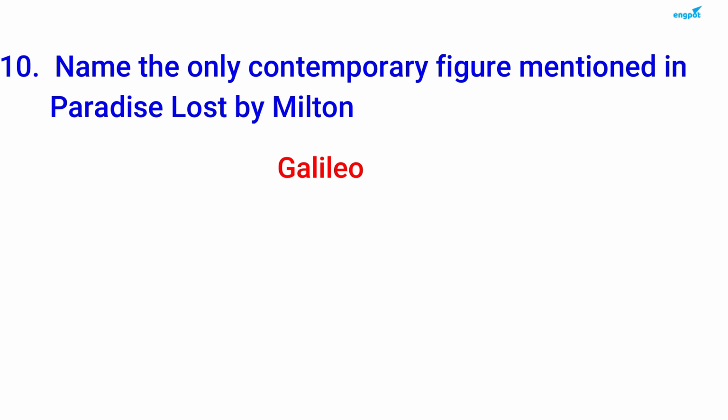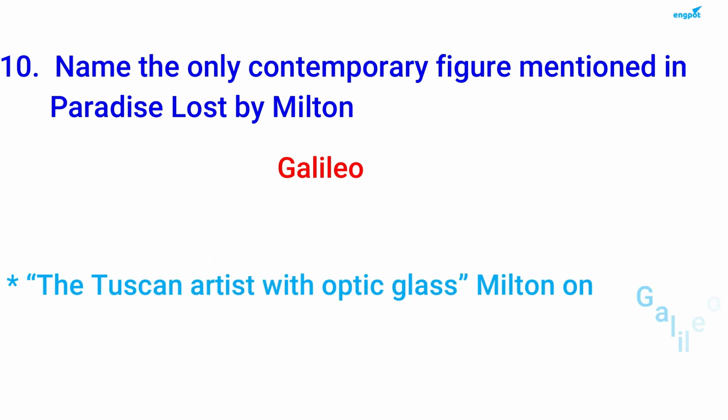Milton pays tribute to the astronomer in several passages of his masterpiece, and here are the words by Milton on Galileo in Paradise Lost: "the Tuscan artist with optic glass." Milton also made a remark about his visit to Galileo in his great defense of free speech, that is Areopagitica.